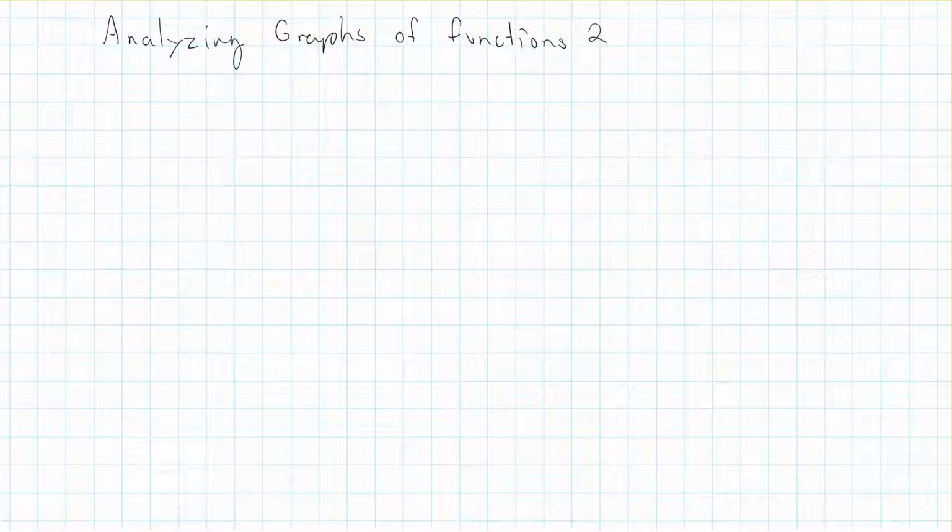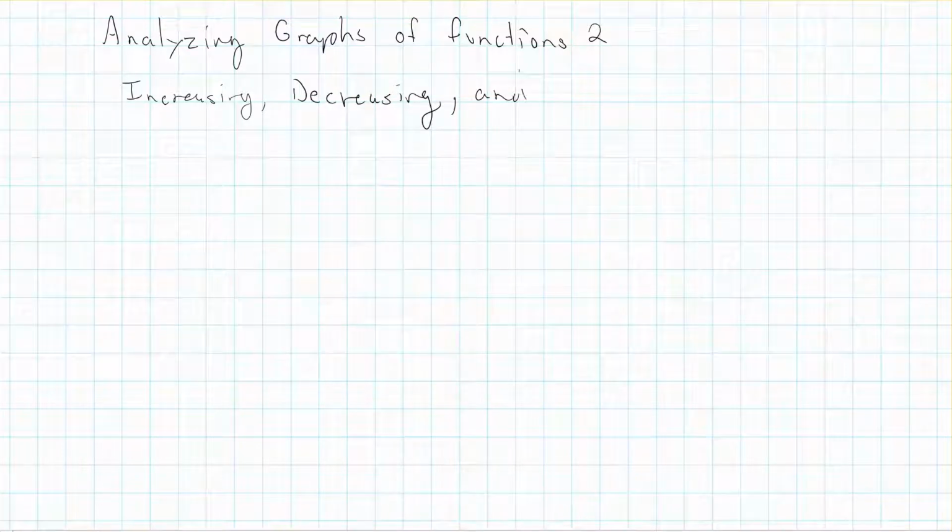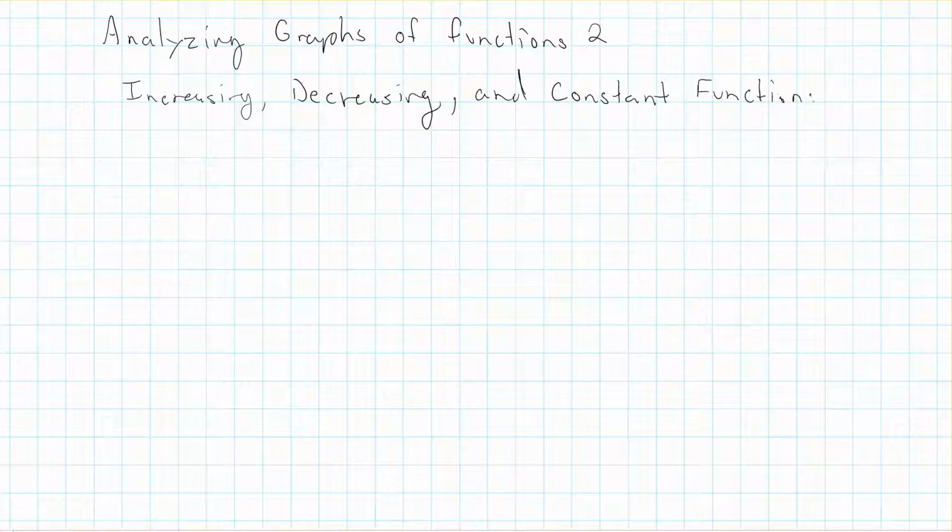Okay, so this is our second video on analyzing graphs of functions, and what we're going to talk about here is increasing, decreasing, and constant functions. So we'll have a definition for each one of these, and then we'll look at a couple examples here. It's quite frankly fairly straightforward, but I do like going over the definitions.